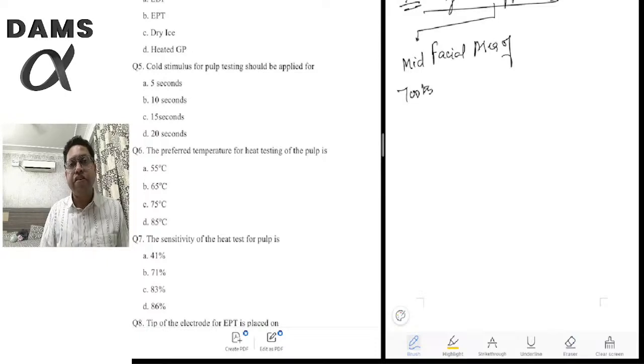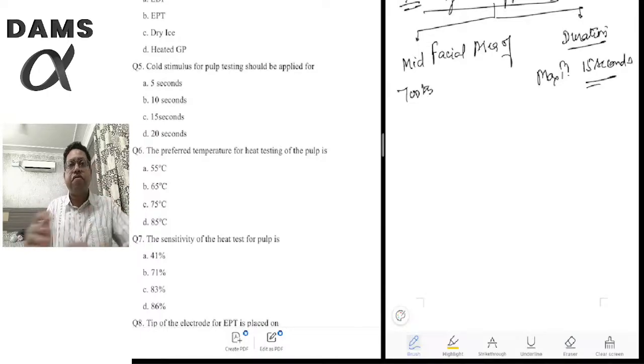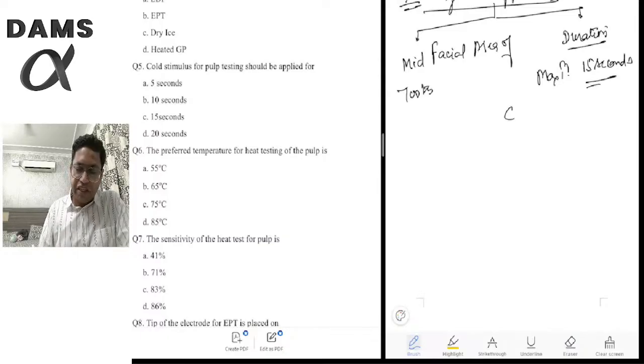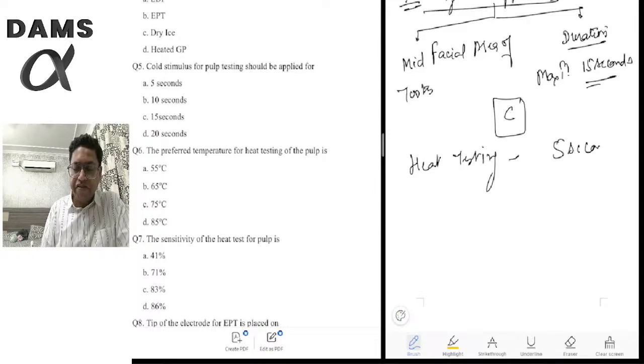Always any cold testing agent is applied there. If we talk about the duration of application, then it should be a maximum of 15 seconds for cold testing. Beyond 15 seconds, there are likely chances that we would damage the viable pulp. Our purpose is diagnosis, not to damage the teeth. So option C would be the answer. If it is asking about heat testing, the duration would be 5 seconds maximum.